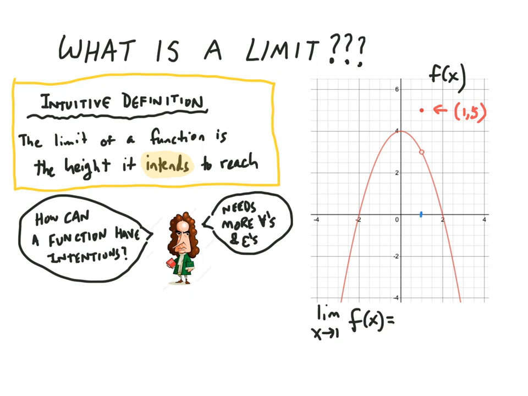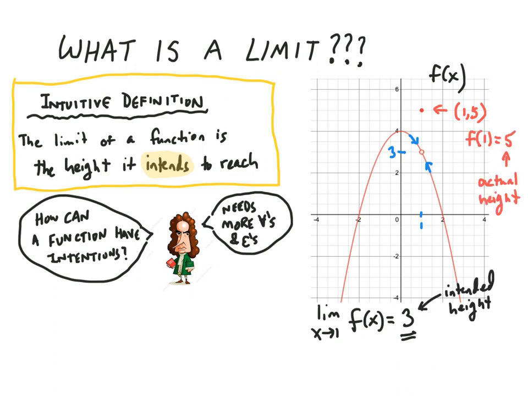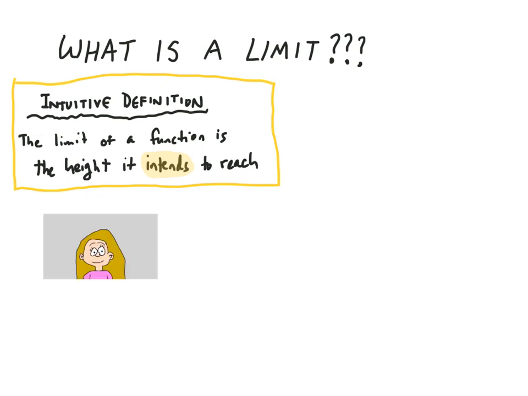But what are its intentions? If I look here at 1, and I move along the graph from the left, and I move along the graph from the right, in both cases, it's trying to approach 3. And therefore, the limit as x approaches 1 of f is 3. It intends to reach 3, but its actual height is 5. So this is an unusual function. It's unusual to have a function whose intention is different than what it is actually.